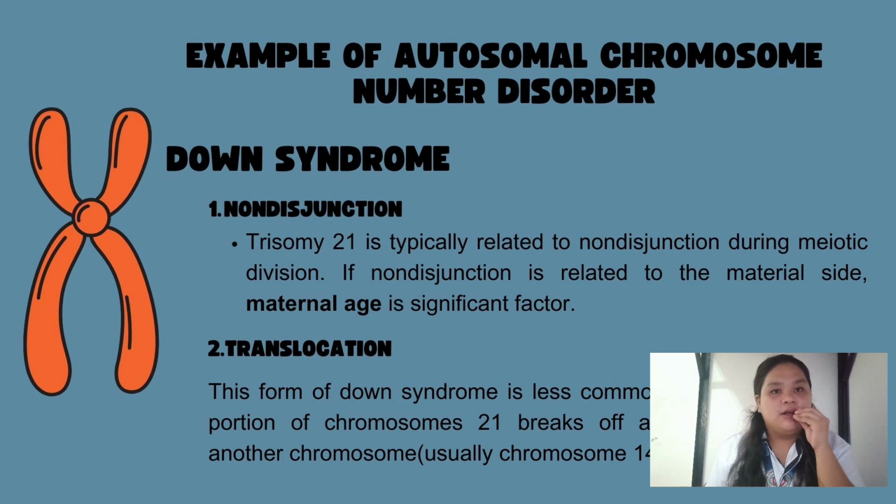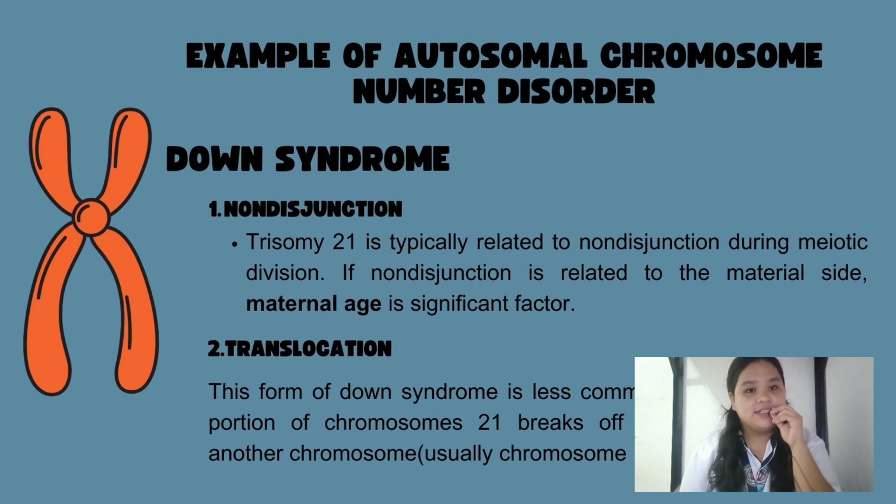An example of an autosomal chromosome number disorder is Down syndrome. Are you familiar with Down syndrome? Or have you encountered a person with Down syndrome? Yes or no? Syempre yes. We have encountered, or for my own experience, I've encountered many people who have Down syndrome. So, Down syndrome has two types, which are the non-disjunction and translocation.